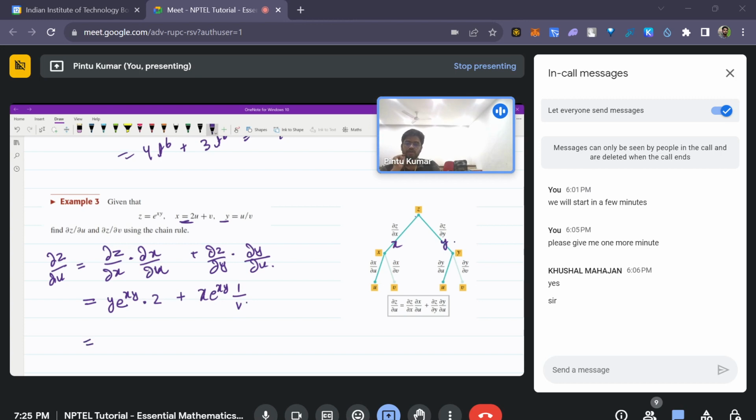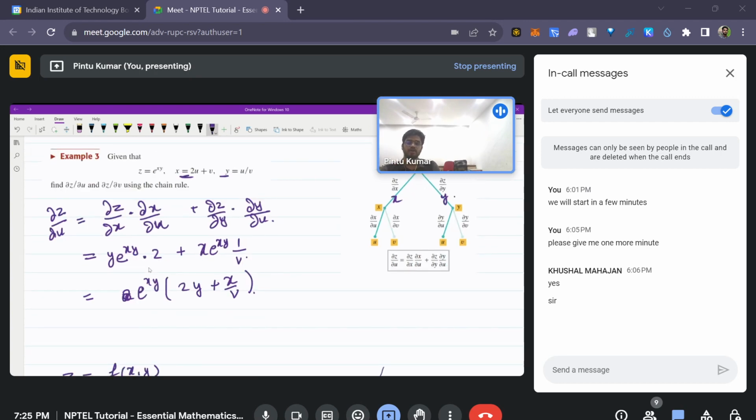So the value that we get is 2, let's take e to the power xy common, so this is 2y plus x by v. Now you can replace the value of x and y in terms of u and v, and you will get del z by del u in terms of u and v, right? So you can get e to the power 2u plus v into u by v. You can expand it, and this is 2u by v plus 2u plus v by v, and again you can merge these things.